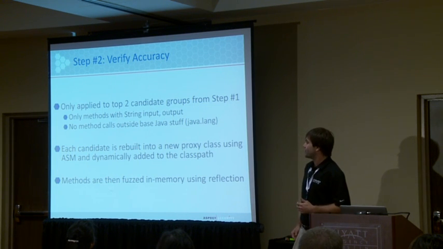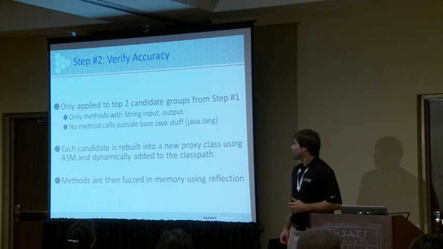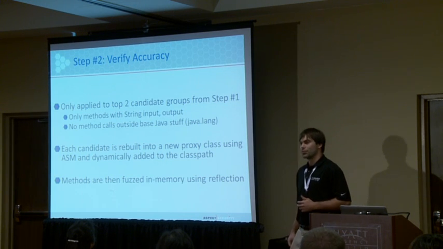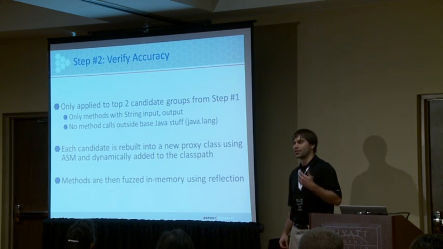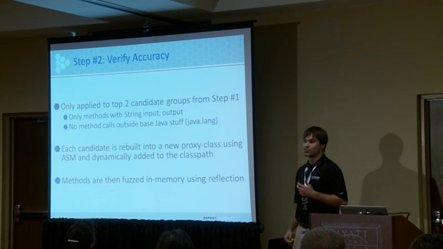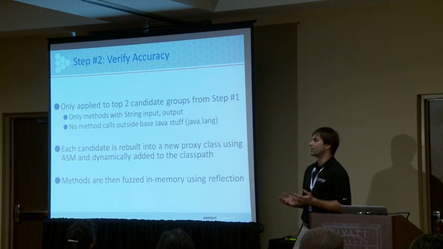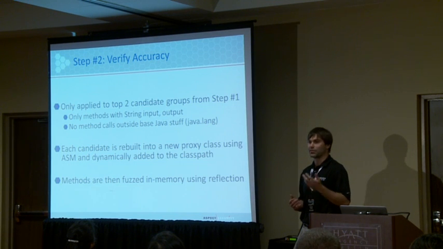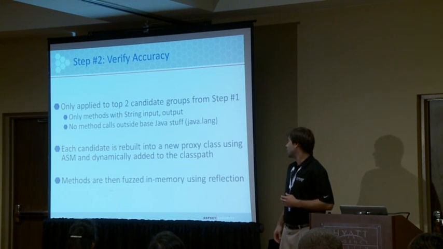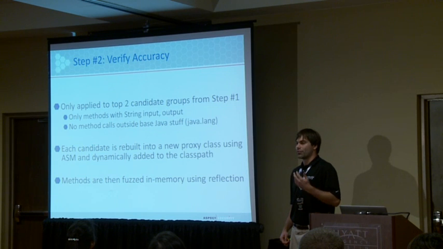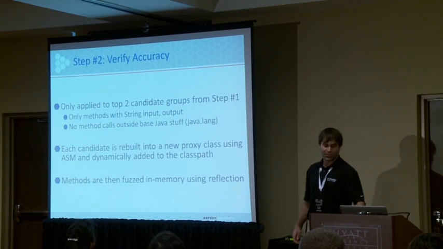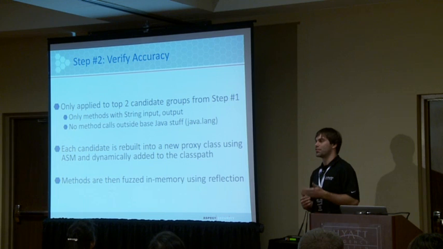So once we determine which methods we're going to rebuild in step 2, we use ASM to rebuild each of them in a new class. The reason for that is that we don't want to have any unwanted side effects in the host system. This will be running within the host system, and so we don't want to just call the classes in place because there might be unwanted side effects. And then all the methods are fuzzed using Java reflection libraries. So we use those to send in a bunch of strings, and we look at the results to see whether the strings we send in have been encoded.